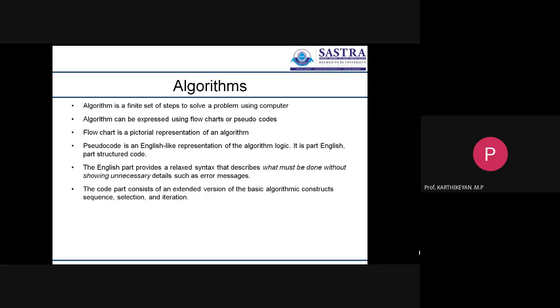You can express the algorithm using a flowchart or pseudocode. What is a flowchart? It is a pictorial representation. Instead of writing it in English words, we draw some symbols. By seeing the symbols, a coder can easily convert the picture into code. How to start the program, loopings, everything they can easily convert into a program.